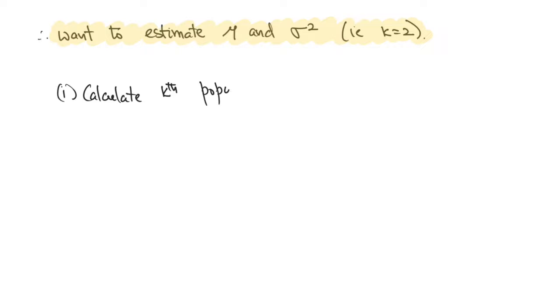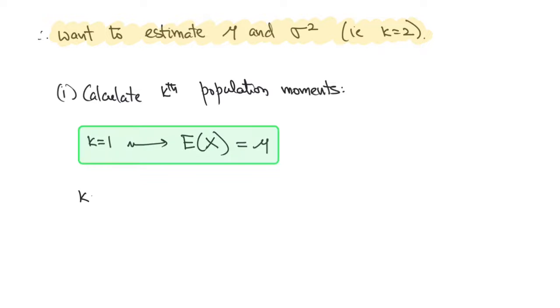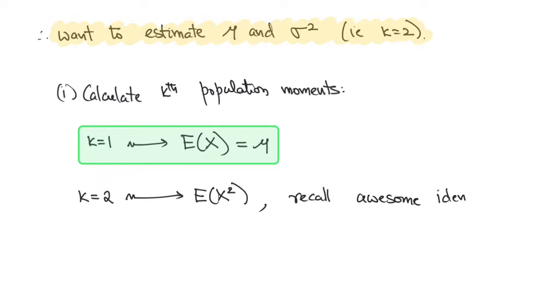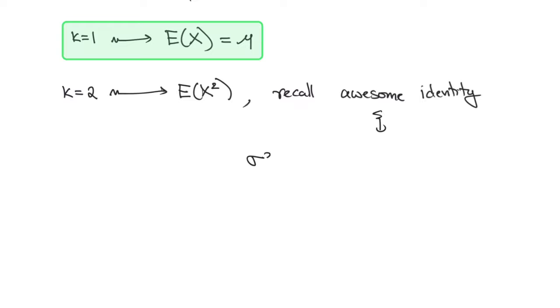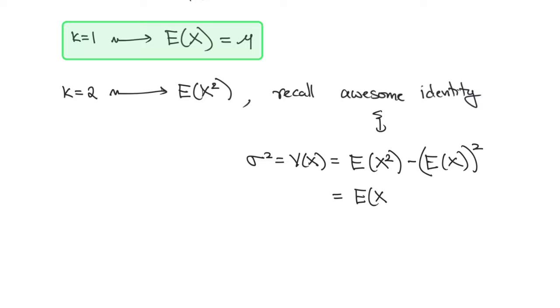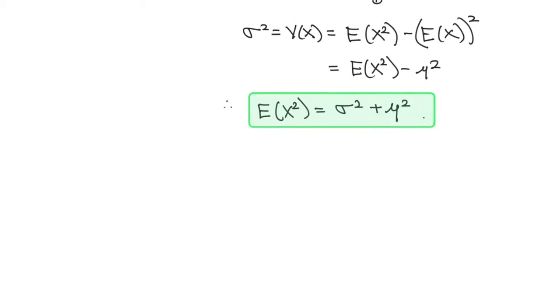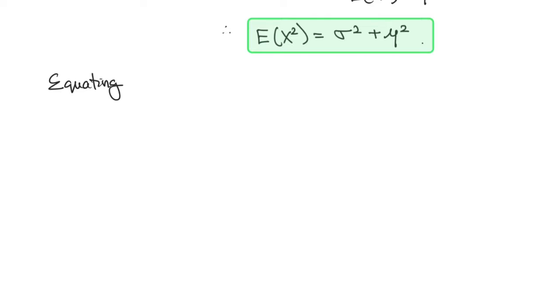We can calculate the kth population moments as follows. When k equals 1, we have the expected value of X, which exactly equals mu. When k equals 2, we want to calculate the expected value of X squared. Recall the awesome identity that the variance of X equals the expected value of X squared minus the square of the expected value of X. If we solve this, we get that the expected value of X squared equals sigma squared plus mu squared.